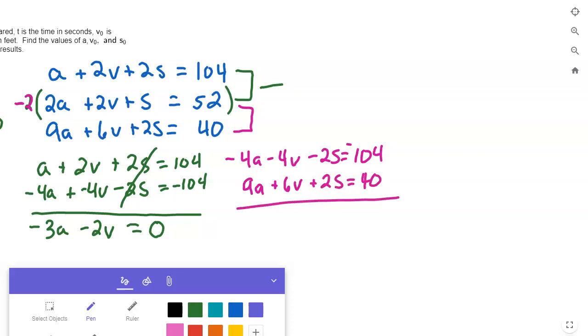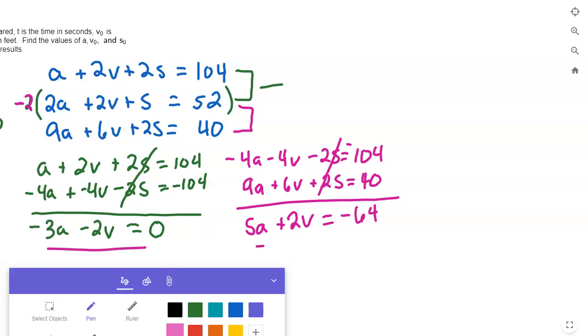And then you add those together, and you'd have 5a plus 2v, because -4 plus 6 is 2v. The s's would cross out, since -2 plus 2 is 0. And then -104 plus 40, we can go ahead and add those two together, and you'd have -64.